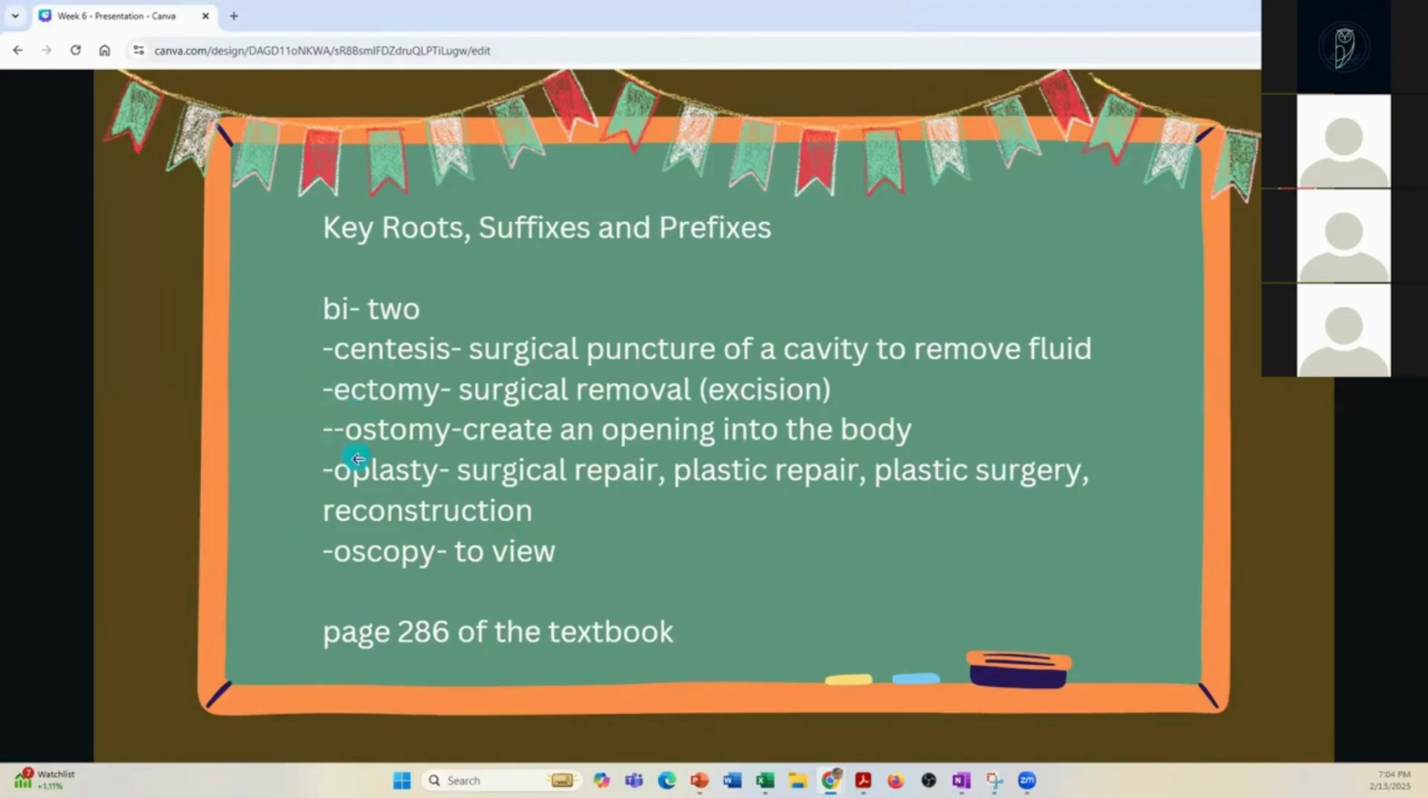You have ectomy, ostomy. I actually have all of these written in my CPT book. You could find a blank page or somewhere where you could write this in your book, because a lot of these endings you'll see in all different sections of CPT. Once you know these, it will help you recognize or figure out the definition of a term that you might not know.